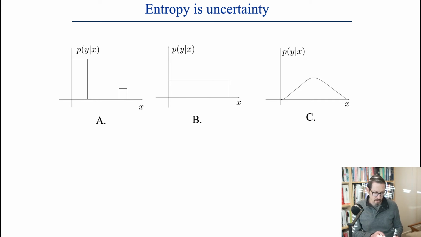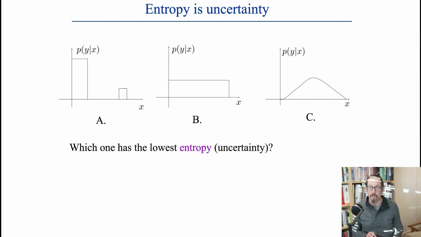So which one of these has the lowest uncertainty? A, B, and C. Which one, if you're going to roll the dice and come up with an X value, which one would you be the most certain about what it's going to do? Lowest uncertainty, the most certain that before you see the roll of the dice that you know what's going to happen. Anybody?